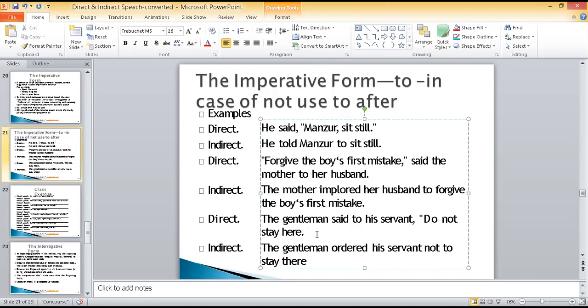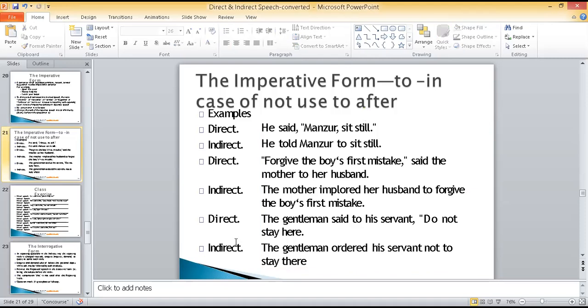The gentleman said to the servant, do not stay here. See, on the top, I gave an example with orders and imploration, or advice or suggestion. Here we have the gentleman ordered his servant. Now there is not. So instead of writing only to, I have written not before, not to stay there. And here changes into there. The rules would remain as they are.